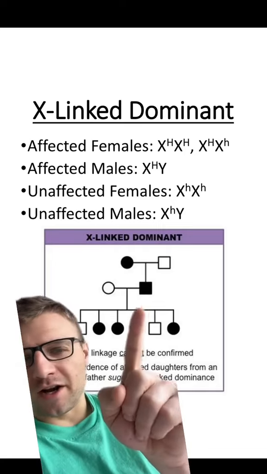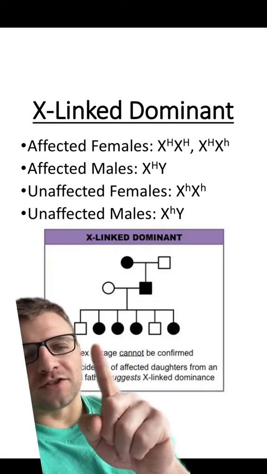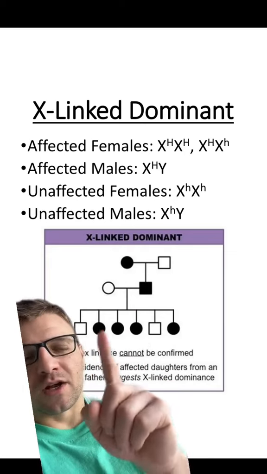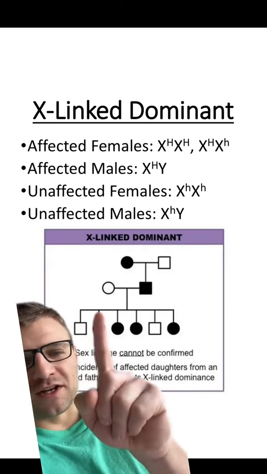Since this is dominant, as long as you inherit one of them, you have the trait. You can see the father here passing on the affected chromosome to all of his daughters, but not his sons, because his sons are going to inherit the Y chromosome, not the X. Their X chromosome is going to come from the mother.